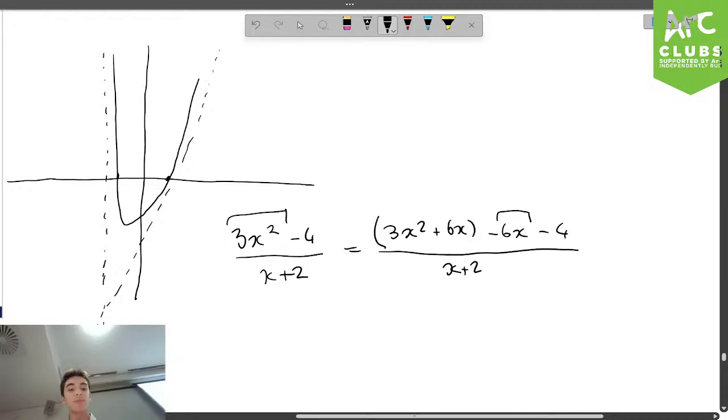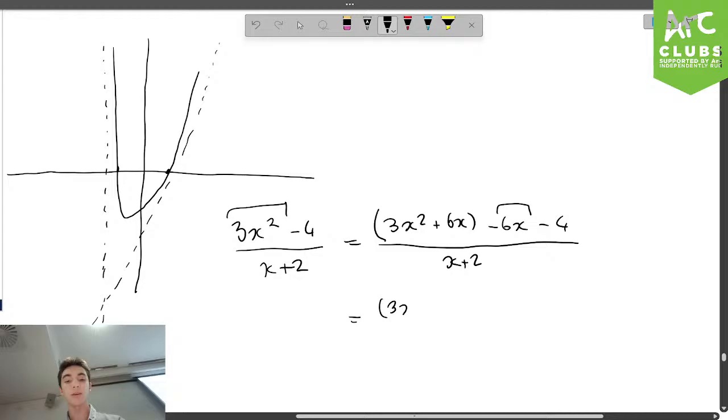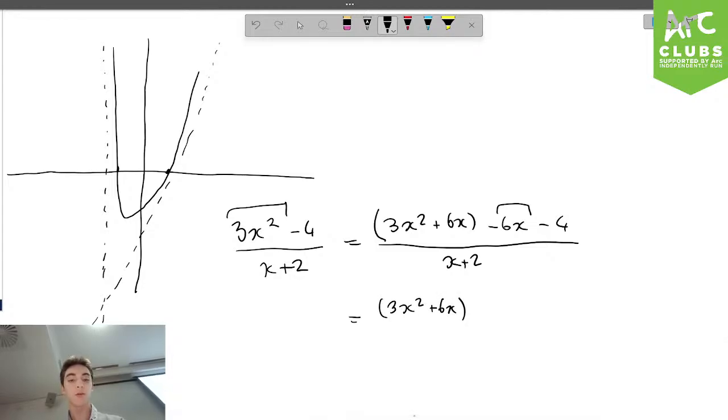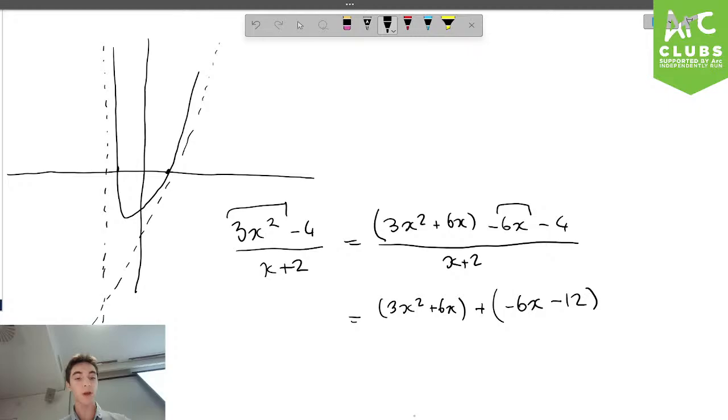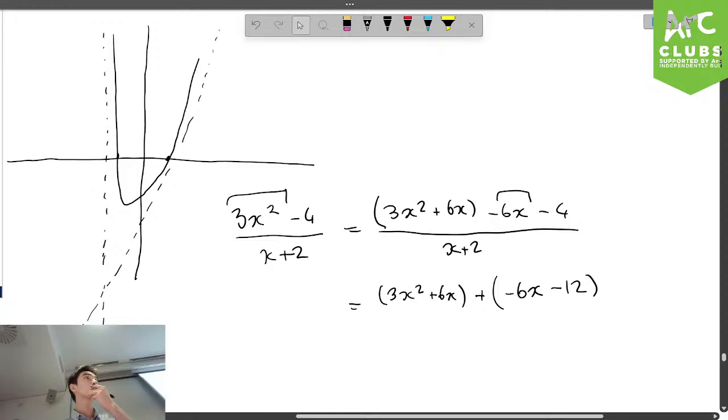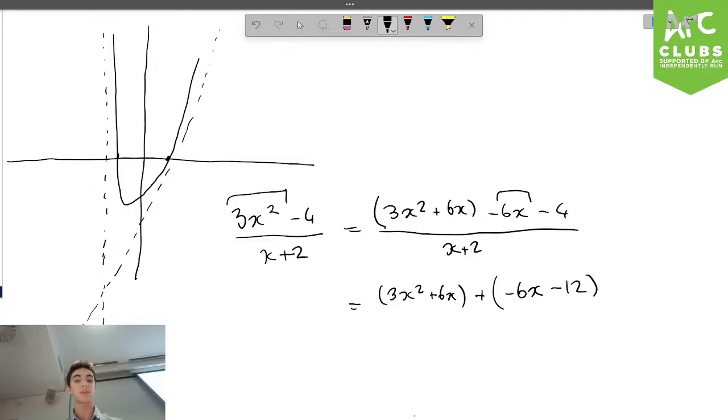And now we want to change this term to be some multiple of x plus 2 as well, right? So the way we do that is we keep our 3x squared plus 6x, right? And we change it to be minus 6x. We multiplied it by minus 6, right? So this would be minus 12, right? And this is also a multiple of x plus 2 now, okay? So basically what I'm doing is I'm turning this minus 6x, this term, into a multiple of x plus 2. And the multiple of x plus 2 that I chose was this one, right?